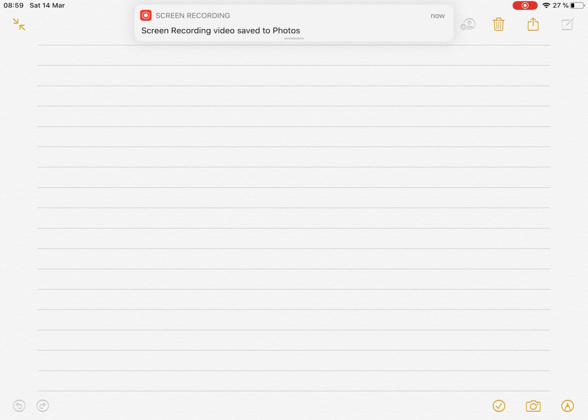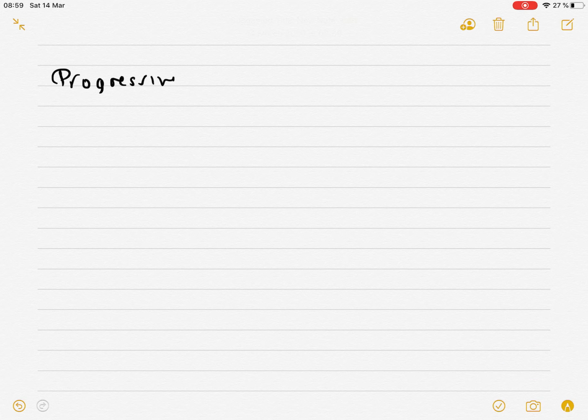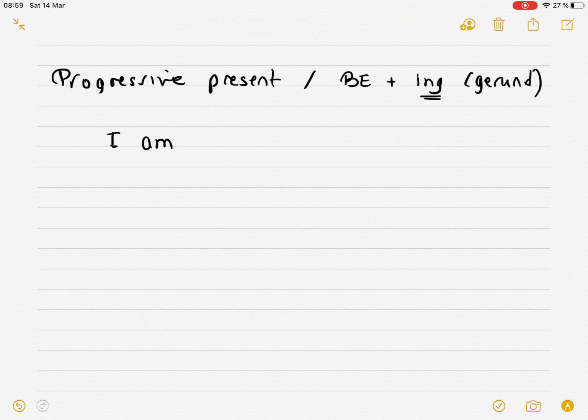The verb tense that is usually associated with the present simple is the progressive present, which is basically be plus the gerund. This is called a gerund. This is the ing form that you use. Same example as before. The way you would form it is I am working.